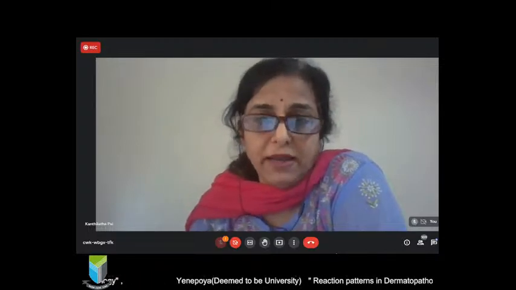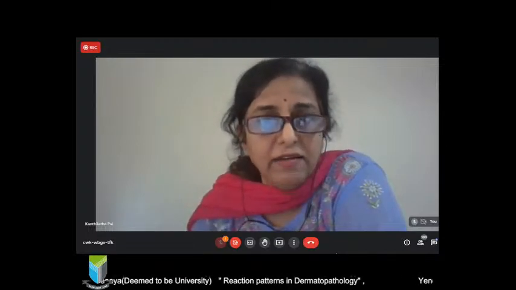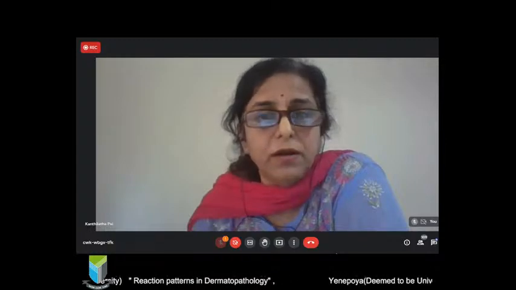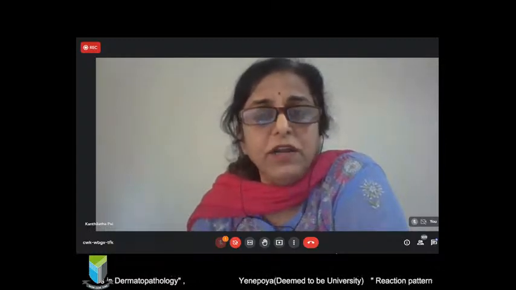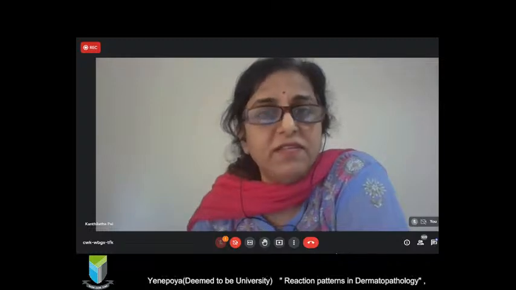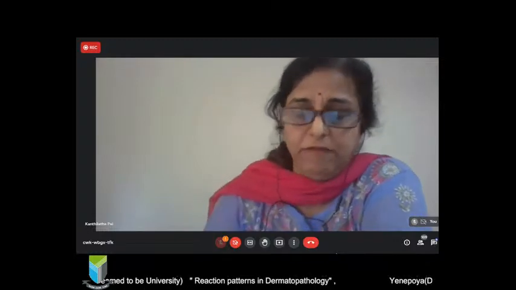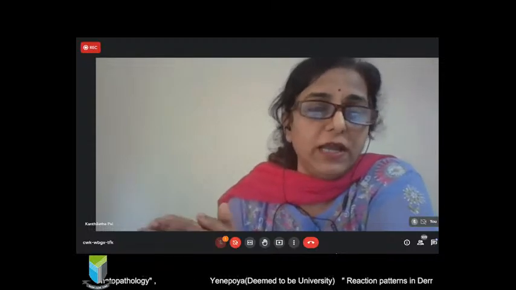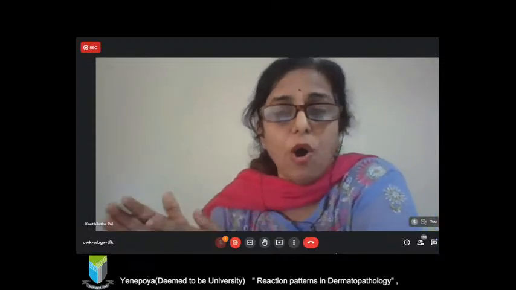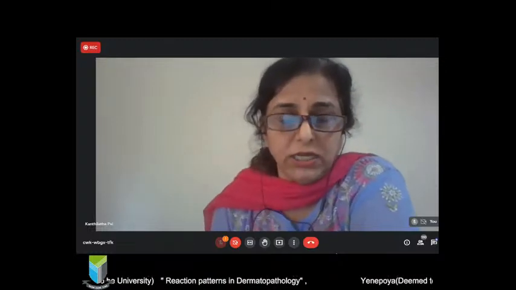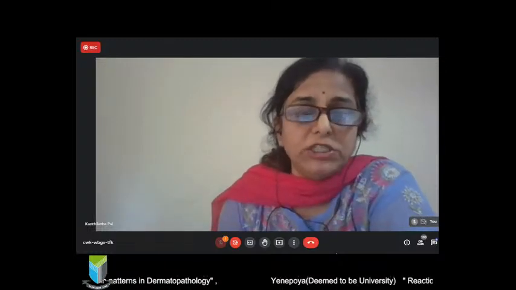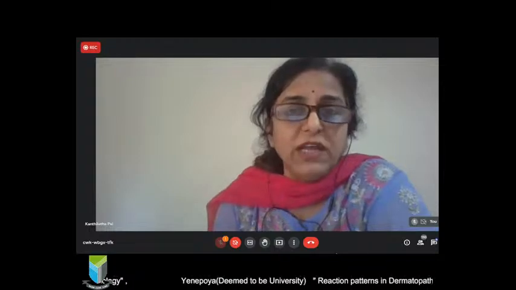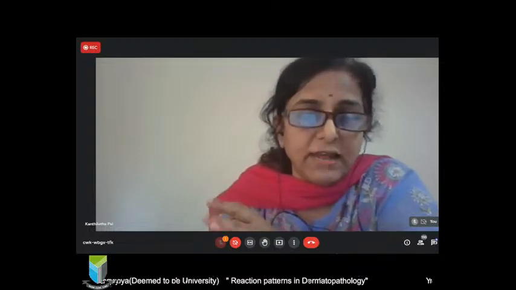So under lower magnification, you look at the slide and see if it fits into any of these four basic reaction patterns in inflammatory dermatoses. The first thing you need to do is see whether you're dealing with inflammatory pathology or neoplastic pathology. Now, if it is an inflammatory pathology, are you seeing the changes mostly in the epidermis? That is, these patterns that I showed you.